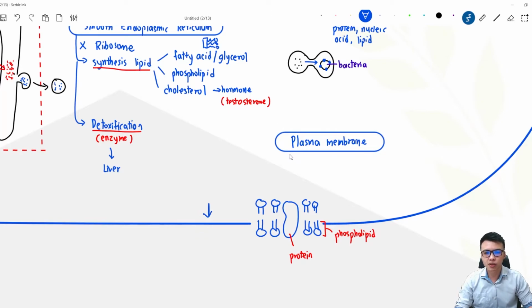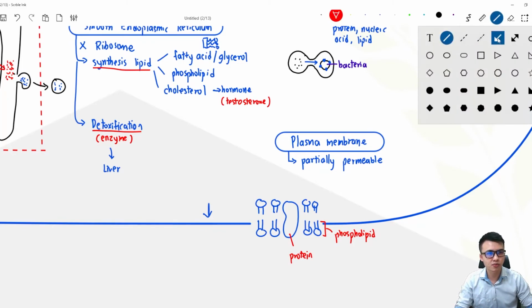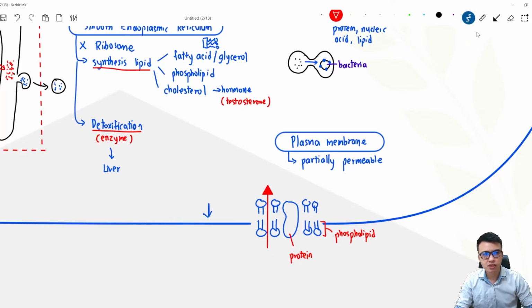One of the characteristics of the plasma membrane is that it is semi-permeable, or in a textbook, they call it partially permeable. What is the meaning of permeable? Permeable means they allow something to pass through. Partially permeable means there is something that can pass through, and something that cannot simply get through it. That's why we call it partially permeable.